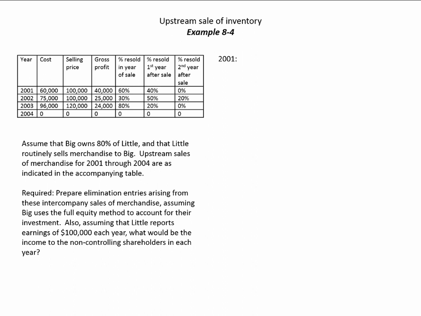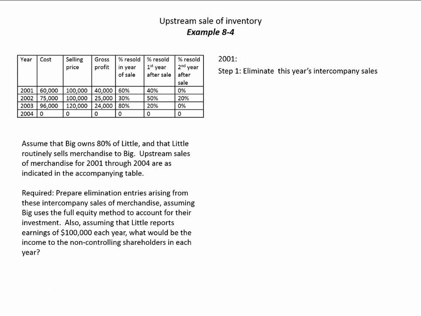In 2003, goods costing $96,000 were sold upstream for $120,000, yielding a gross profit of $24,000. 80% of that merchandise was resold in 2003, and the final 20% was resold to a third party in 2004. And again, in 2004, nothing happened as far as intercompany sales are concerned. So let's run through what we have to do in 2001.